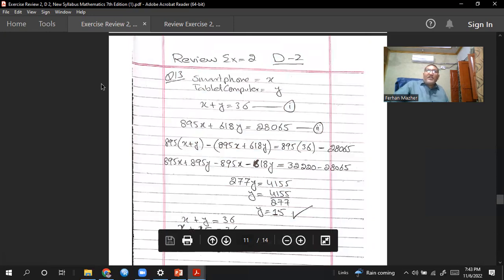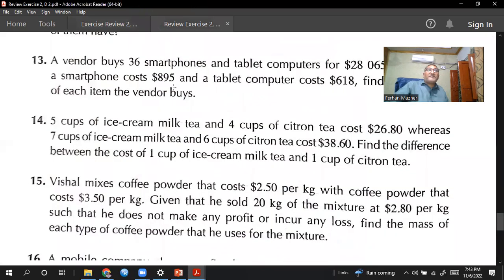So you can pause the video and take your time with this question. Now we are going to the next question. The next question is question number 14 from review exercise 2 from the book D2. The name of the book is New Syllabus Mathematics, 7th edition.